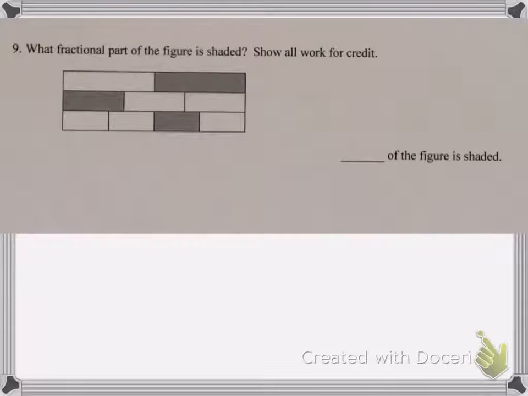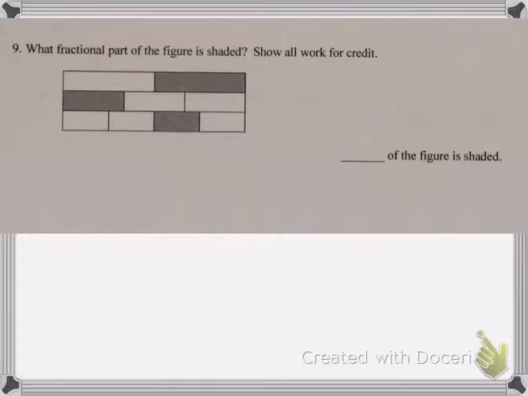What fractional part of the figure is shaded? So when I look at this figure, I see there's three parts that are shaded, but not all three parts are equal. So I can't say there's three out of a certain number of parts shaded, because they're not equal parts. So what I need to do is find a way to figure out the total of these shaded parts, since their areas are different.